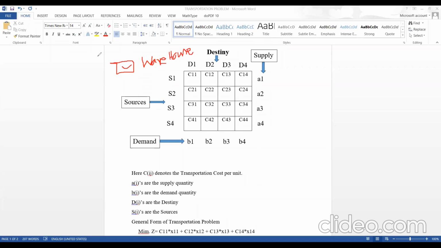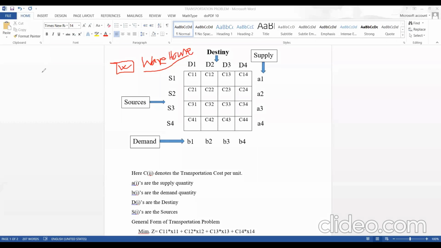So your manufacturing plant is here, and they have made different warehouses in different places. Then they store their manufactured goods there, and whenever demand comes from there. So now see here, the motive is to minimize the transportation cost.